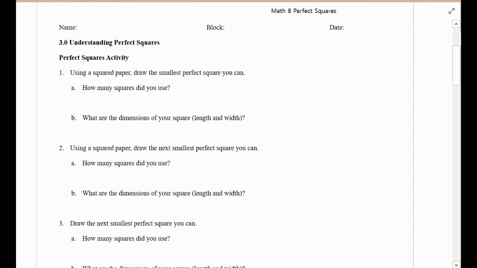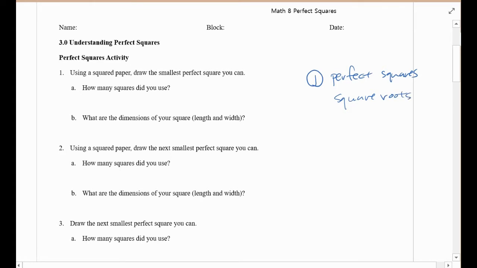Today we're going to learn three things. First, we're going to learn how to find perfect squares and square roots. Second, we're going to learn how to find areas of triangles. And third, we're going to learn how to find factors of numbers.